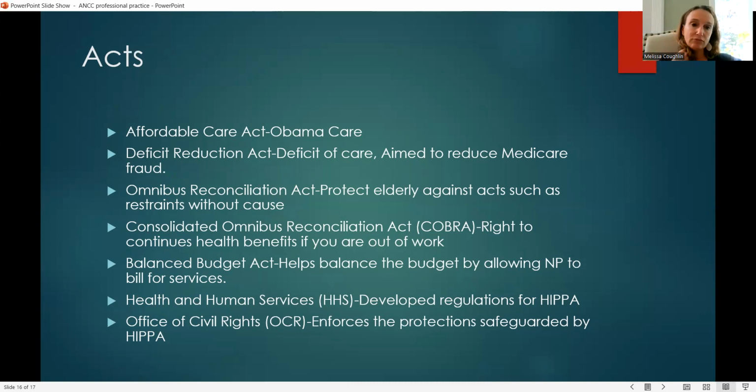The Omnibus Reconciliation Act is to protect elderly against acts such as restraint without cause in long-term care facilities. And then you might see the Consolidated Omnibus Reconciliation Act, which is COBRA, and that's the right to continued health benefits, even if you're out of work. And then you have the Balanced Budget Act, which helps balance the budget by allowing NPs to bill for their service. And the Health and Human Services developed regulations for HIPAA, yet the Office of Civil Rights are the ones that enforce the protections safeguarded by HIPAA.